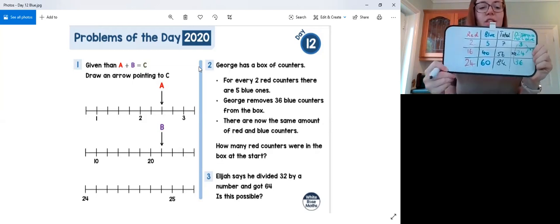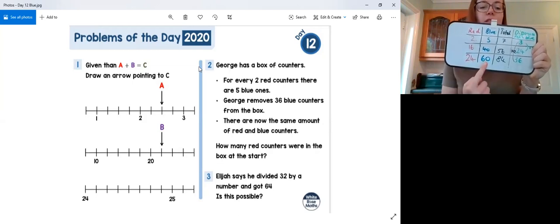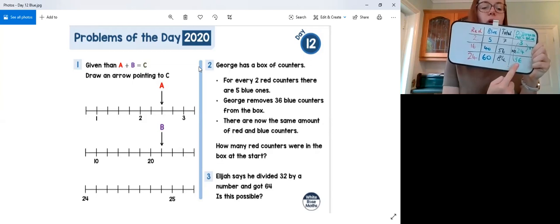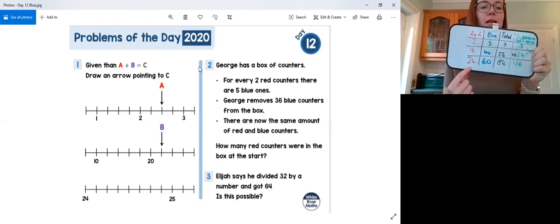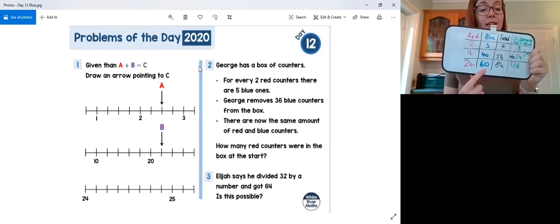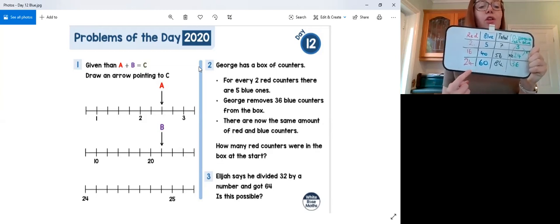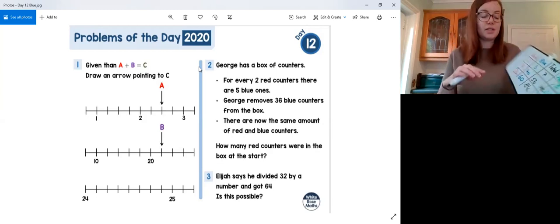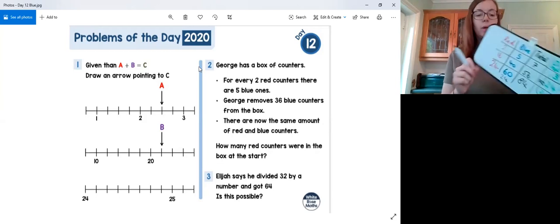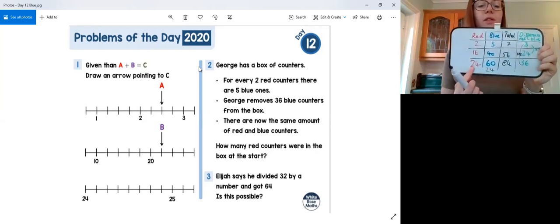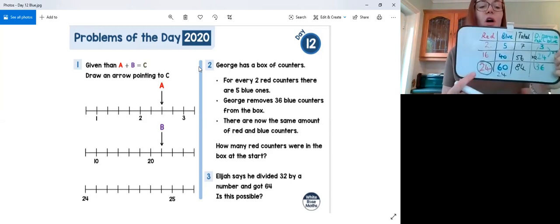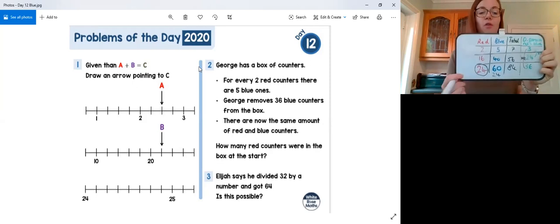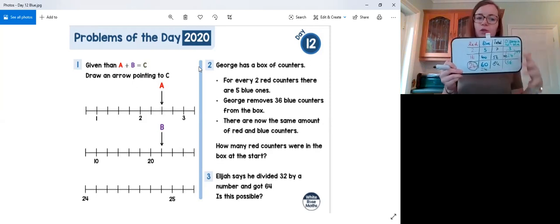Now let's just check, is this right? 24 red, 60 blue, 84 in total, the gap of 36. Well, let's have a look. If we add 6 on to 24, we get to 30. If we add 30 on to 30, we get to 60. So we do have the correct gap. So if we take 36 counters away, we would end up with 24 blue, 24 and 24. So how many red counters were there at the start? There were 24.